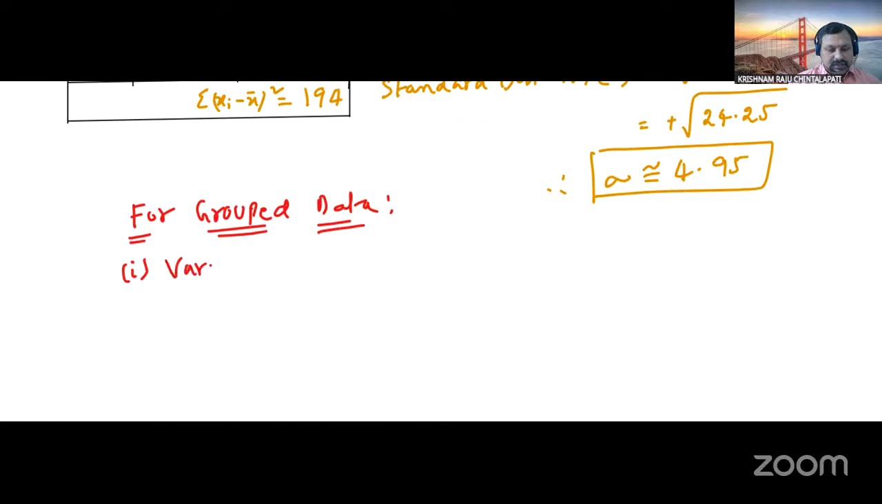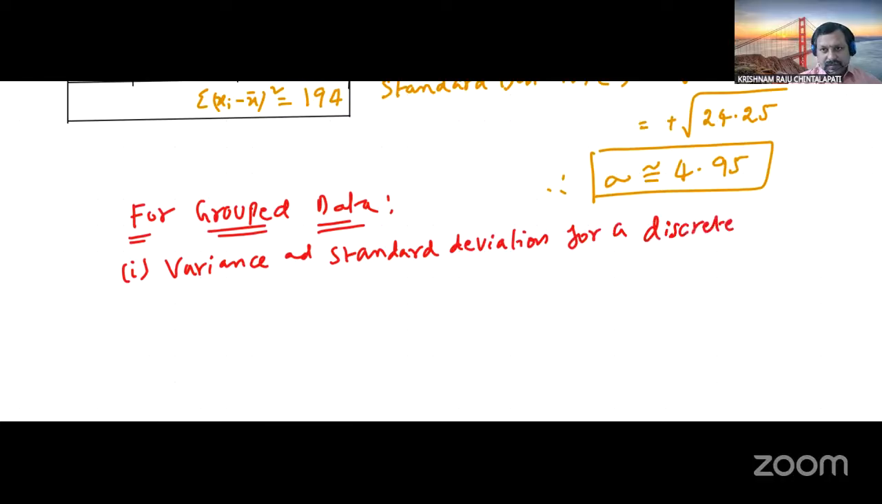Variance and standard deviation for a discrete frequency distribution.